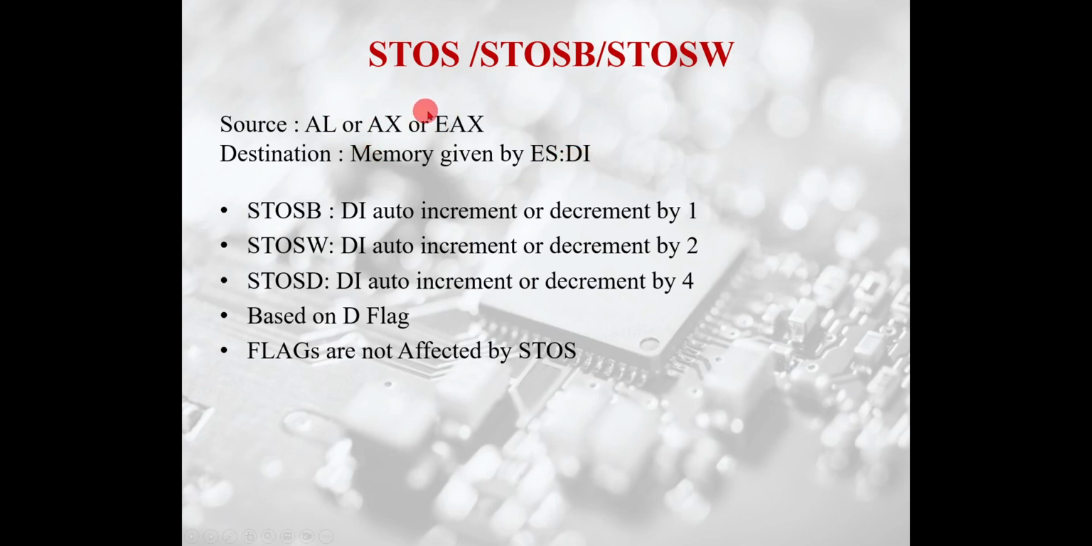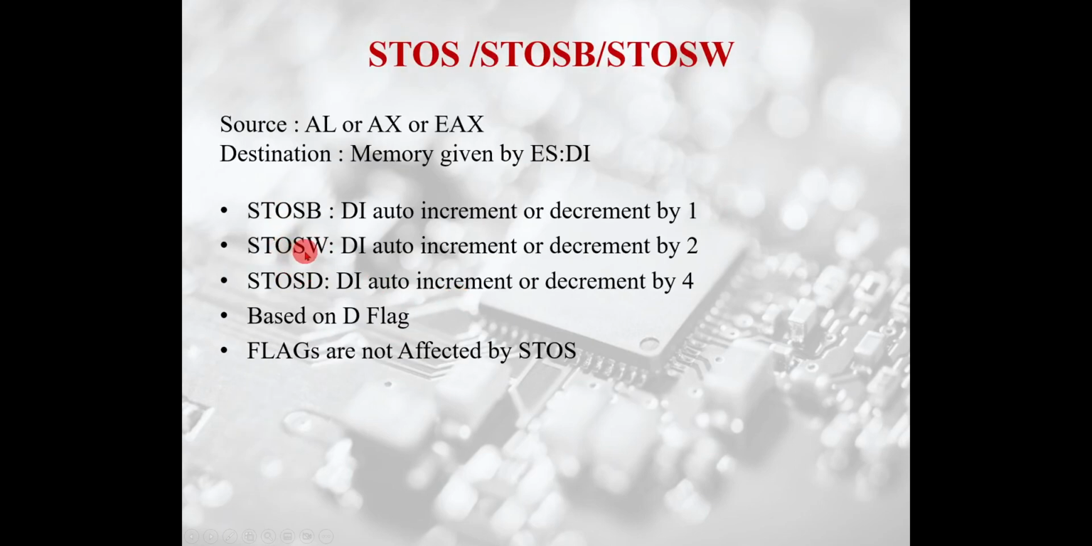So whatever data is available in AL, AX, or EAX, depending on what instruction you have given, gets loaded. If I give a store SB, store string byte, then 1 byte of information from the AL register will go to the address specified by ES:DI, and DI will get incremented or decremented by 1 depending on the flag.